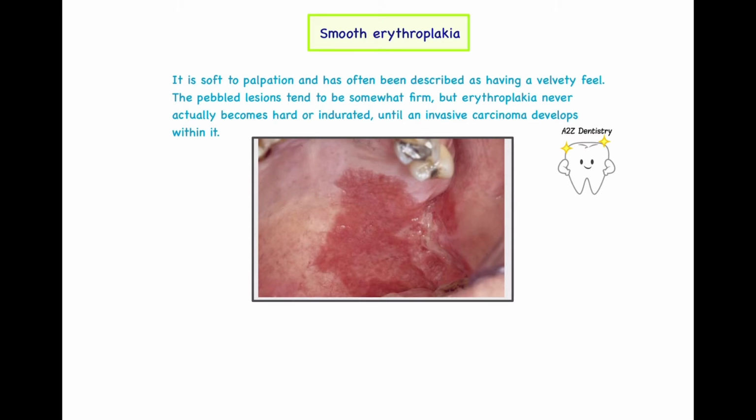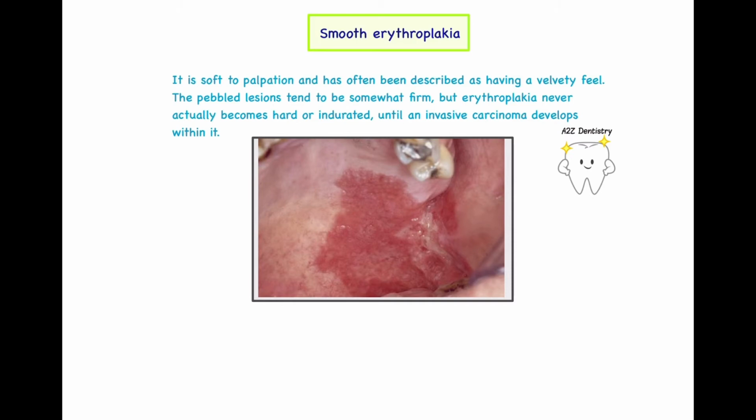Now as the name indicates that it is smooth, that means its surface would be smooth. So it is typically soft on palpation, right? And it has been again described as somewhat a velvety kind of a feel, right? So in the definition itself we have said that this lesion has a velvety type of a surface texture. Sometimes it might happen that there is presence of the pebble lesions. Now because these are pebble lesions, these might be firm at times, as we have discussed previously.